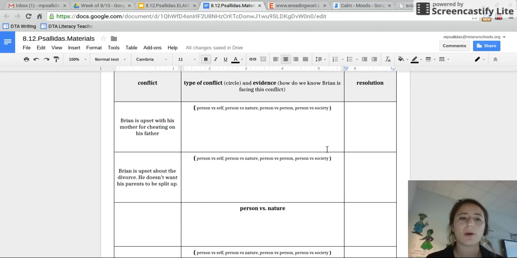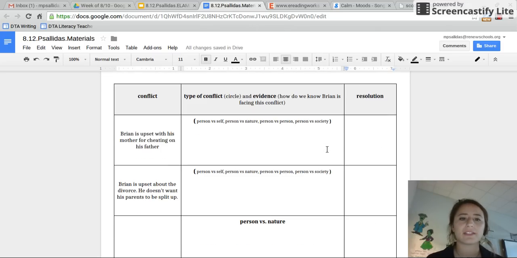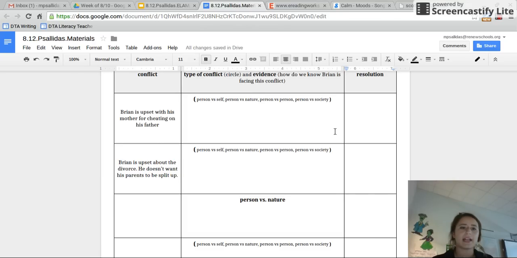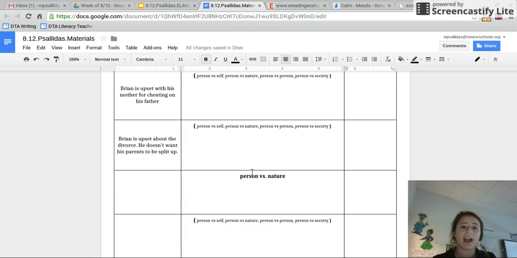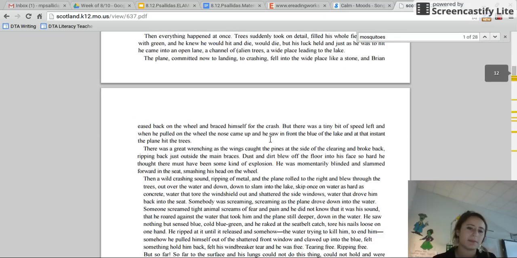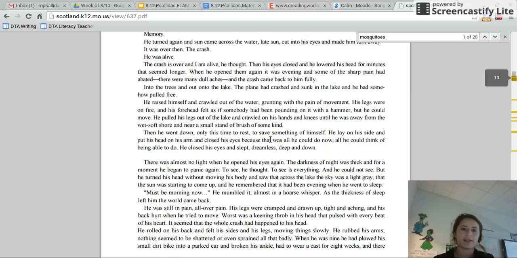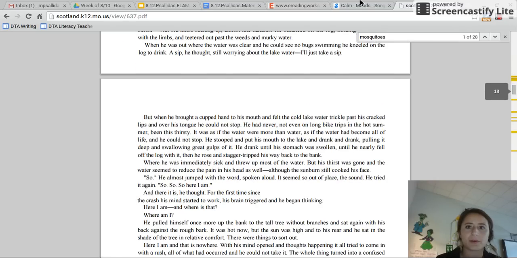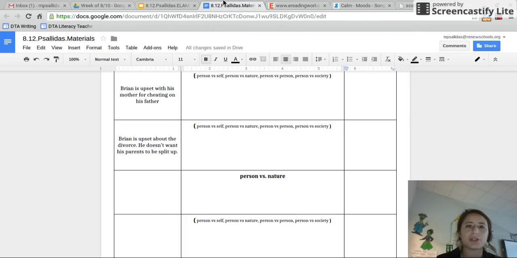So now I want you to flip the page and fill in the rest of this chart. Be careful, because the next two are just like that. But there's one where I just put person versus nature. I want you to find a person versus nature conflict, not the mosquito one I just gave, that would be obvious, anywhere in chapters 1 through 9. Okay. Make sure that you say what the conflict is, the evidence, and whether it's been solved.